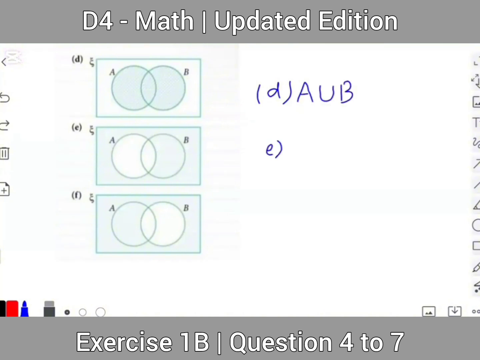Now for part E, we can see that the shaded region belongs to the set eta and the set B only. Or in other words, it excludes the set A. So it shows A complement in set notation. In the final part F, the shaded region belongs to the set eta and the set A only. Or in other words, it excludes the set B. So it shows B complement in set notation.